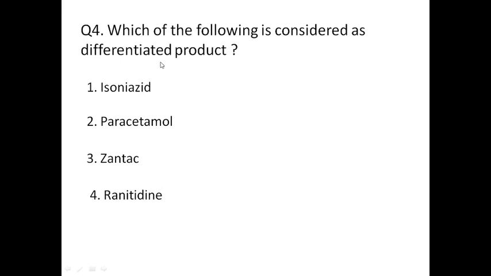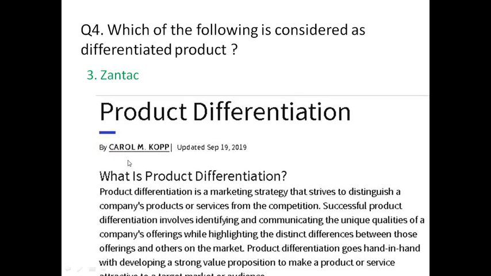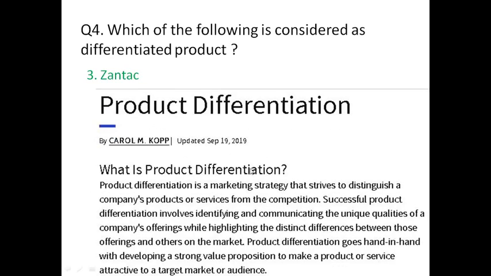So differentiated product means this name is differentiated from others. This name is differentiated from the generic name to give a different brand or something like that. You can read here what is product differentiation.